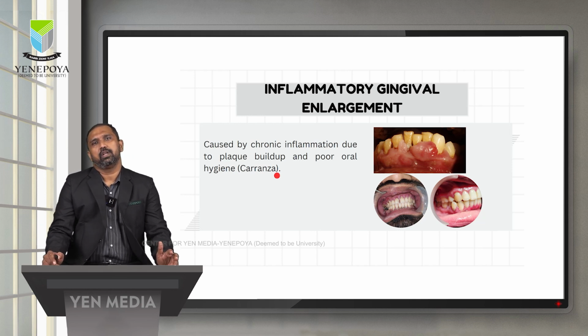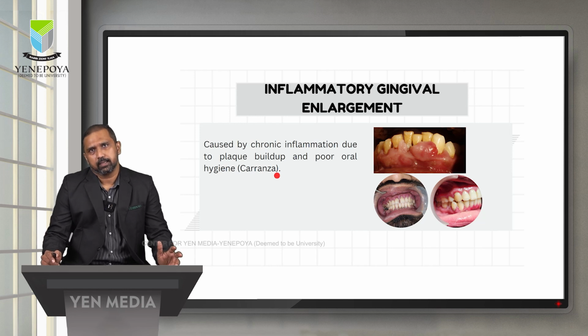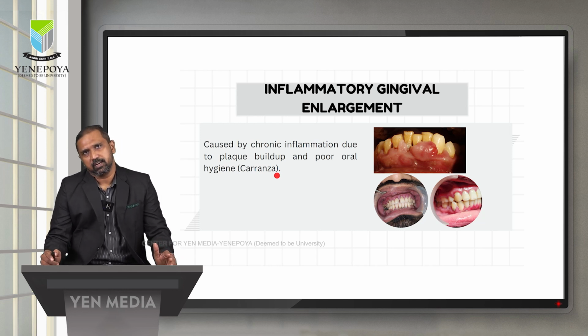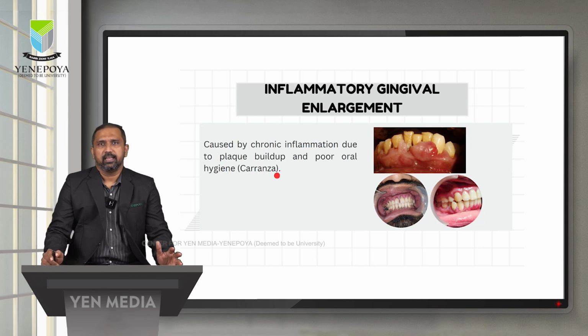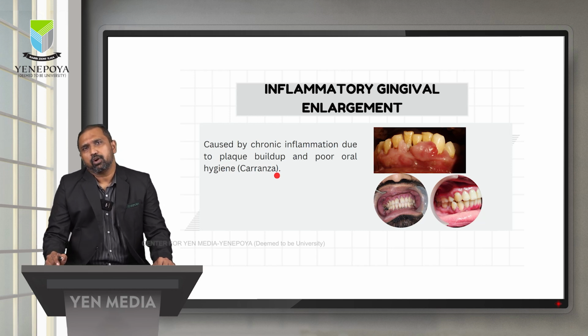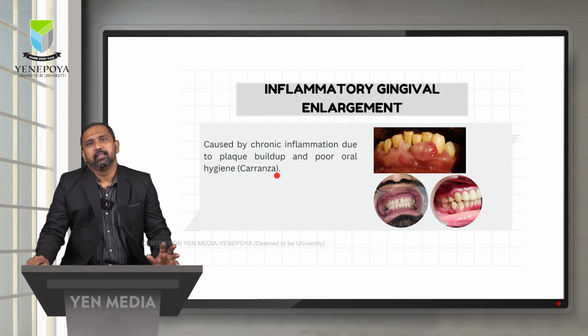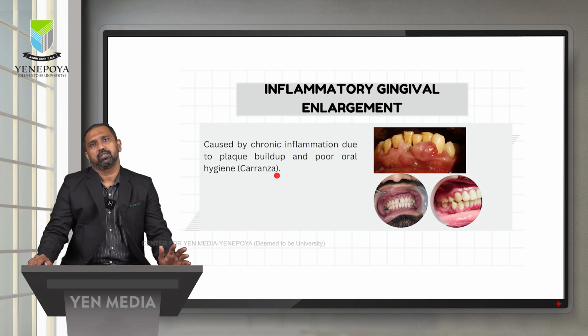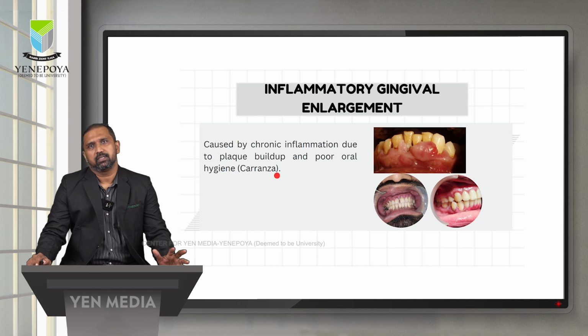The plaque which accumulates over the calculus leads to a localized inflammation of that area, and that inflammation leads to initial enlargement of the marginal and the interdental papilla. Subsequently, if it is untreated and the patient is not maintaining oral hygiene properly, then this inflammation and infection can spread into the supporting structures further, leading to an enlargement of the entire mouth.